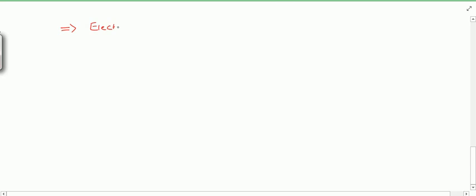Electric flux is also called displacement flux. This is also called displacement flux. इसको displacement flux भी कहते हैं.